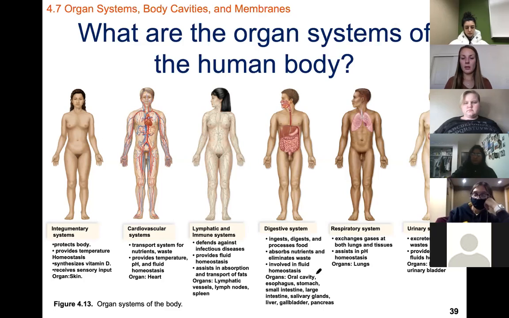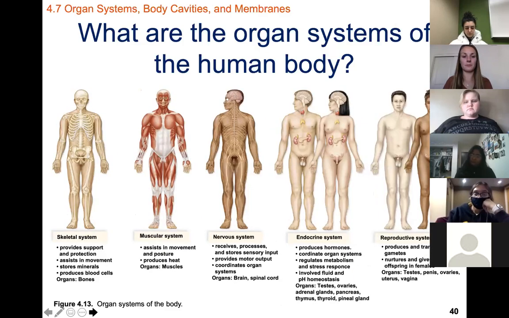There's a couple over here, like your digestive system. You can see that it works with a lot of different organs. Your oral cavity, your esophagus, your stomach, your small intestine, your large intestine, salivary glands, liver, gallbladder, and pancreas. Those are just some of them, and how you digest food. And all of those organs are made up of tissues that we just talked about. The organs can be made up of multiple types of tissues. And then all the organs working together are called organ systems.